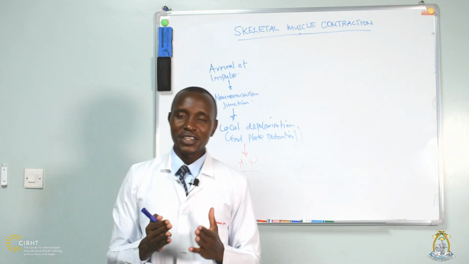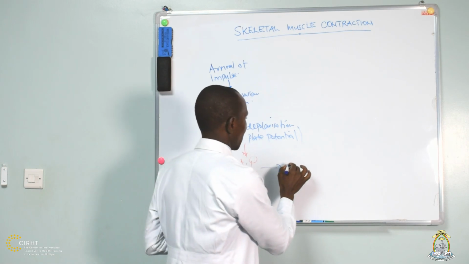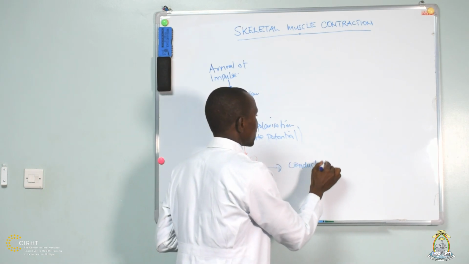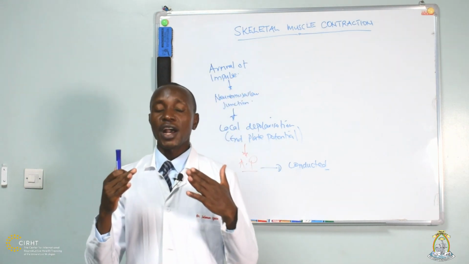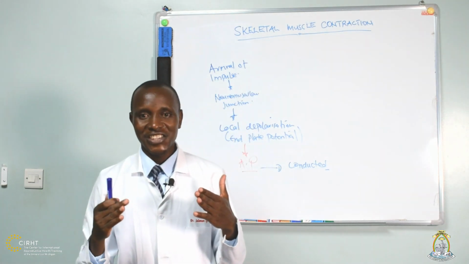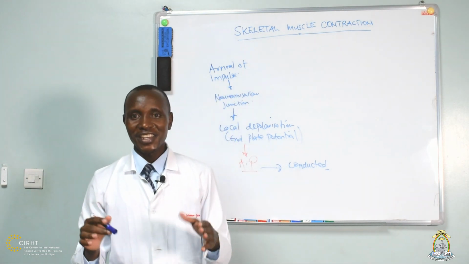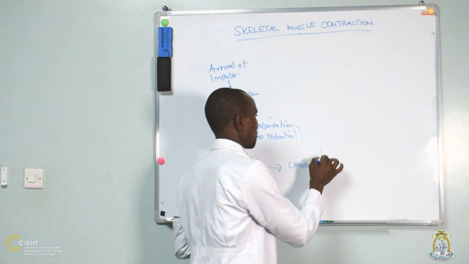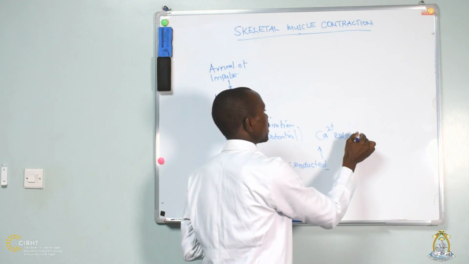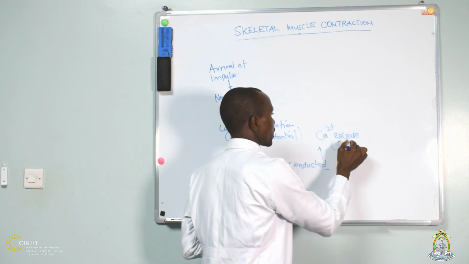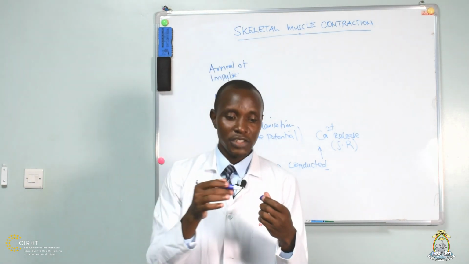Now, this impulse will be conducted to the interior of the muscle cell. Within the interior of the muscle cell, we need calcium for the process of muscle contraction. So it is going to cause the release of calcium from the intracellular stores, that is from the sarcoplasmic reticulum. Calcium release from sarcoplasmic reticulum, because sarcoplasmic reticulum is the only calcium storage area within the muscle cell.